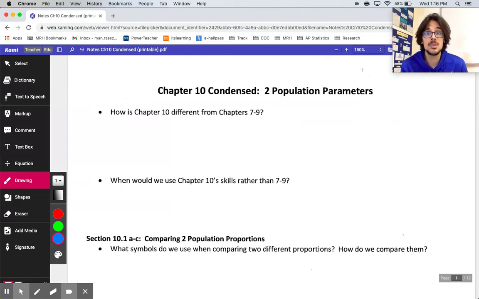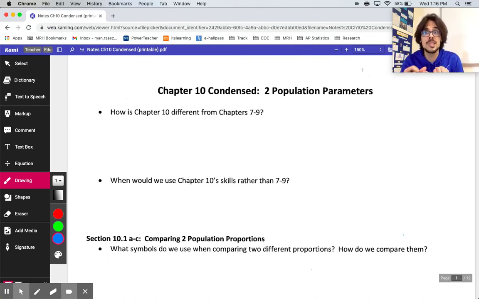Now, the big difference going on in chapter 10, the one thing that really sets this aside from all the other stuff we were doing in the previous three, is that instead of just having one group that we're looking at, we're going to end up having two separate groups that we're comparing to one another.